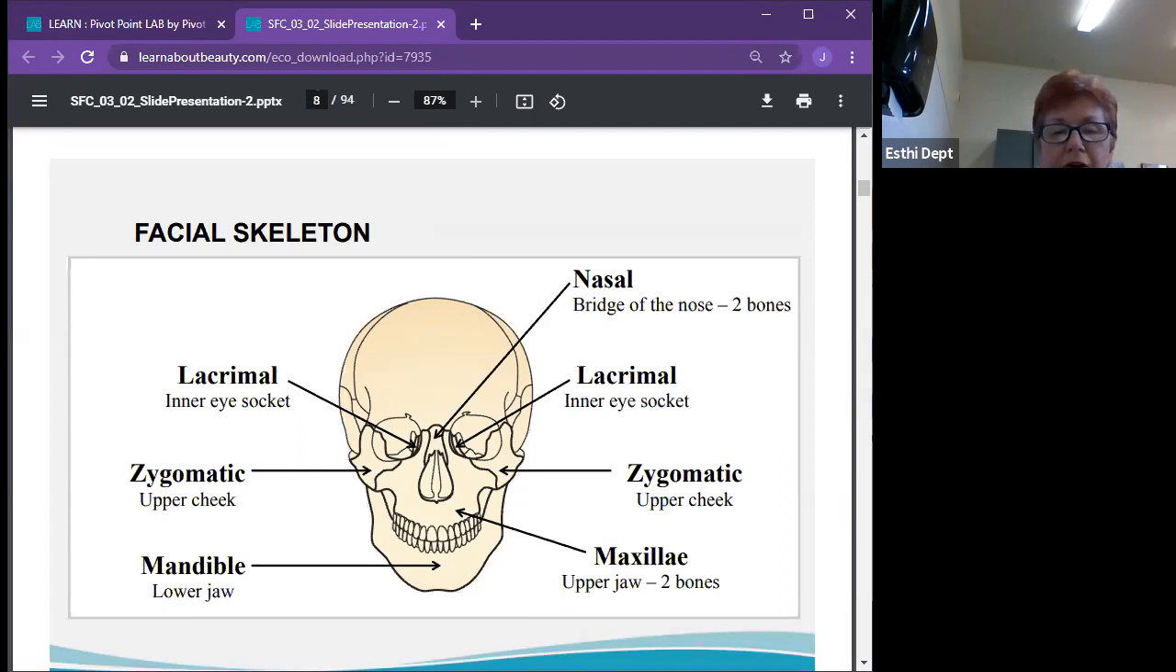Okay. So far, we have 2 in the nasal, 2 in the lacrimal, 2 in the zygomatic, 2 in the mandible, and 1 in the maxillae. So that adds up to 2, 4, 6, 7, 8, 9. Those are the 9 bones that we have to know about.